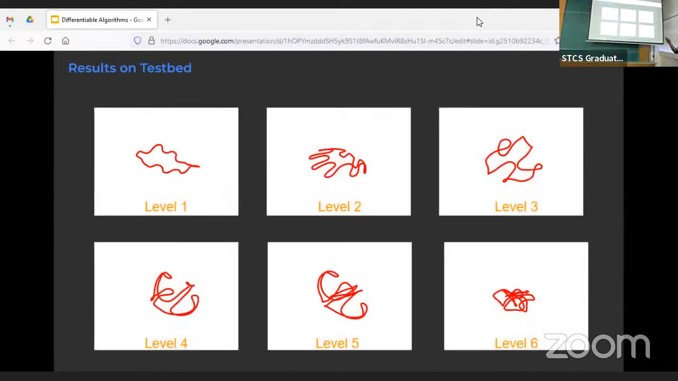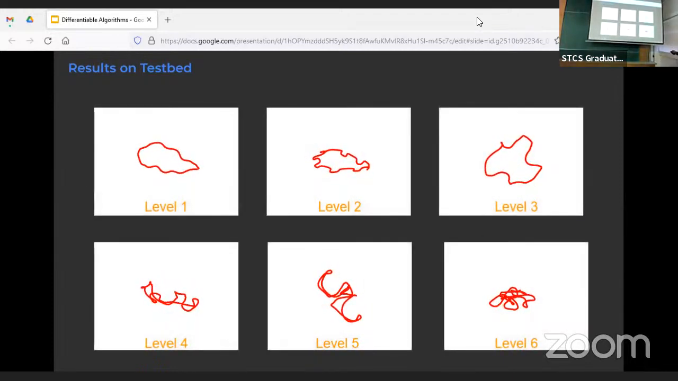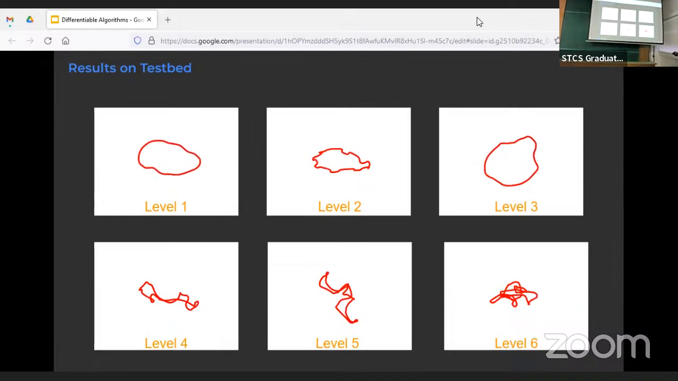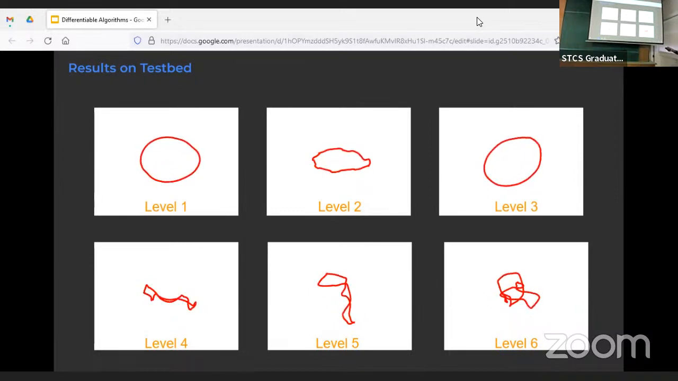So for this simple shape, it is able to untangle it after a while. So here it's untangling the shape.